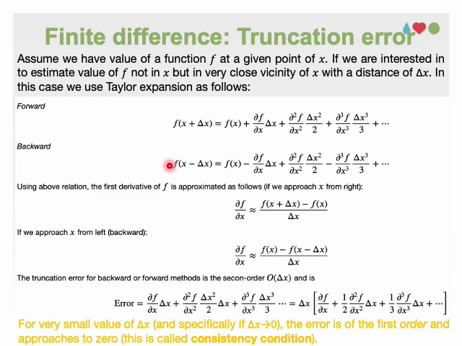We can obtain the discretization error, which for the forward case is given by this relation. If delta x is sufficiently small, all higher order terms approach zero, and the first term becomes dominant with respect to other negligible terms. We say that the finite difference approximation is of order h, denoted as O(h).